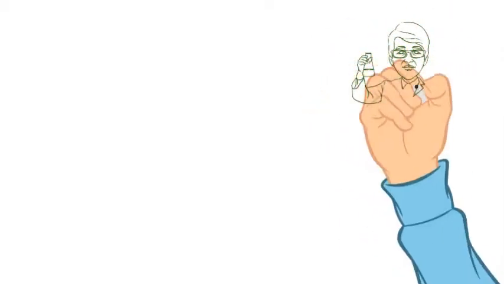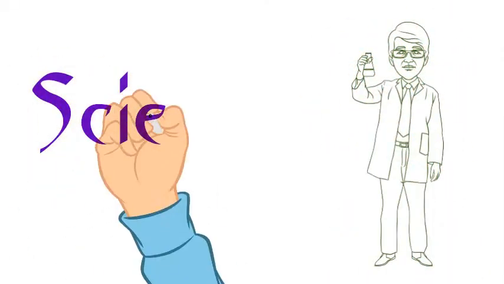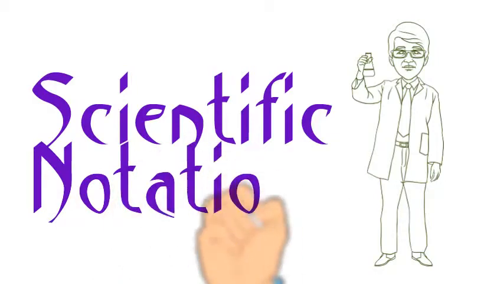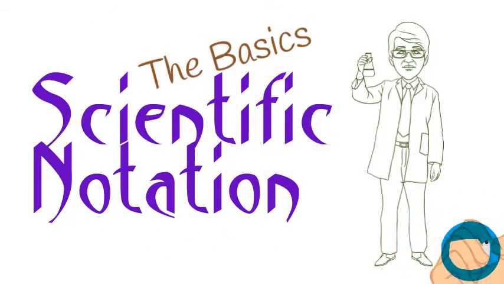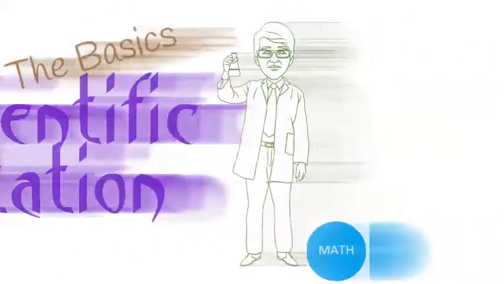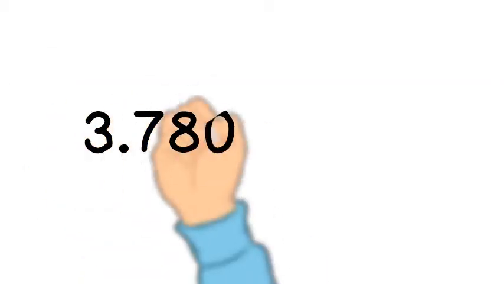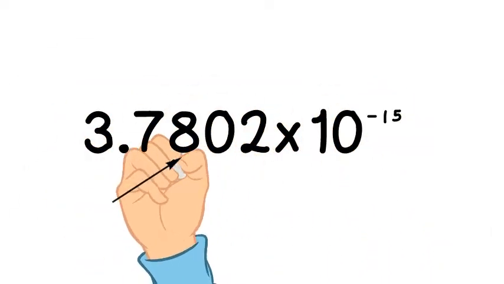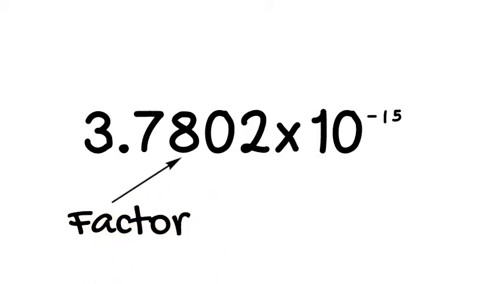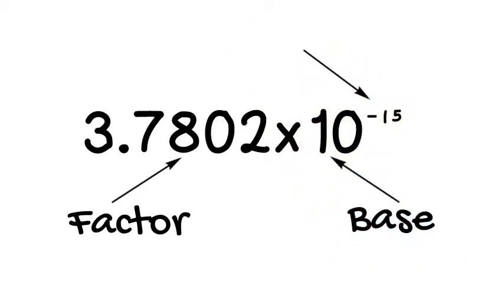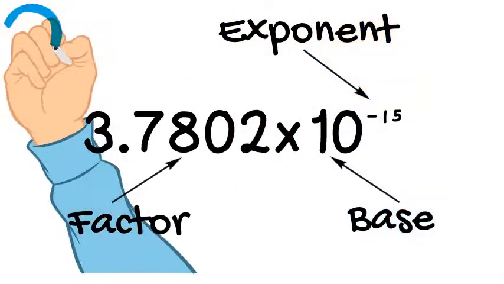In this video, we're going to talk about the basics of scientific notation. Let's talk about the different parts of a scientific notation number. Now, scientific notation is used to write really large or really small numbers. We have the factor, we have the base, which is always times 10, and the exponent, which tells us how far to move the decimal point.